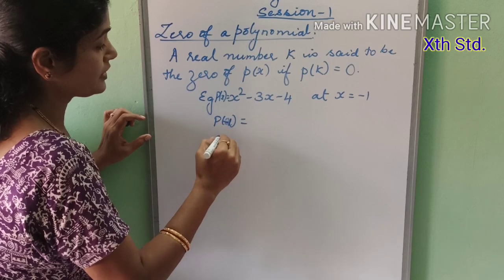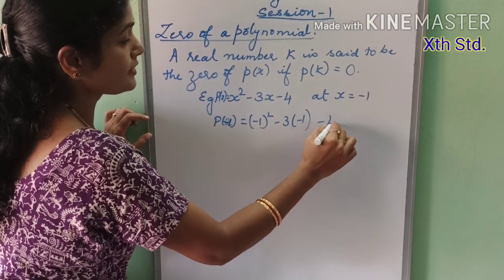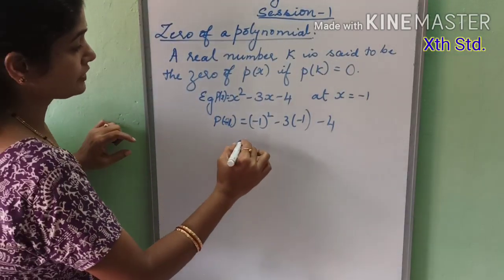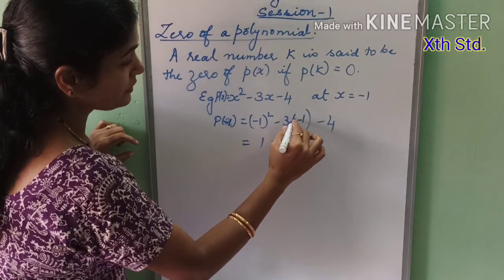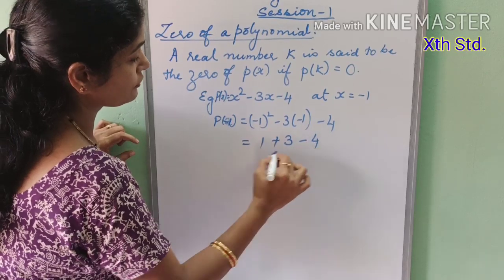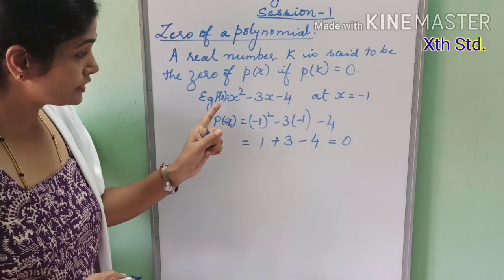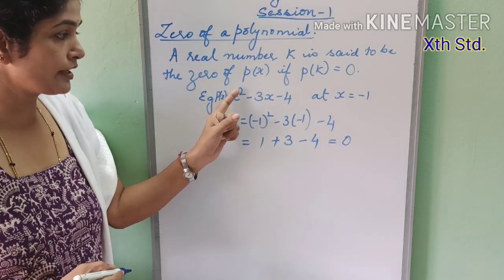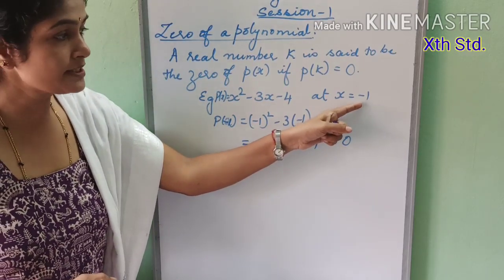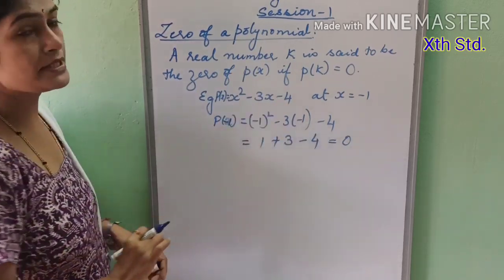So, p of minus 1 is equal to minus 1 whole square minus 3 times minus 1 minus 4. Substitute wherever x is there with minus 1. So this is 1 plus 3 minus 4. 1 plus 3 is 4, 4 minus 4 is 0. So for this polynomial p of x equal to x square minus 3x minus 4, the 0 of that polynomial is minus 1, because at minus 1, p of minus 1 becomes 0.